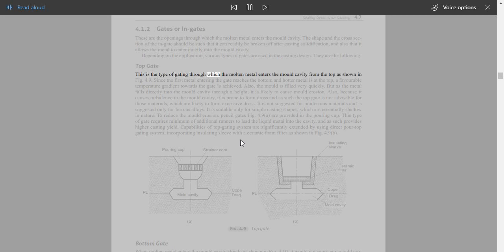This is the type of gating through which the molten metal enters the mold cavity from the top as shown in Fig. 4.9. Since the first metal entering the gate reaches the bottom, and hotter metal is at the top, a favorable temperature gradient towards the gate is achieved. Also, the mold is filled very quickly. But as the metal falls directly into the mold cavity through a height, it is likely to cause mold erosion. Also, because it causes turbulence in the mold cavity, it is prone to form dross, and as such the top gate is not advisable for those materials which are likely to form excessive dross.